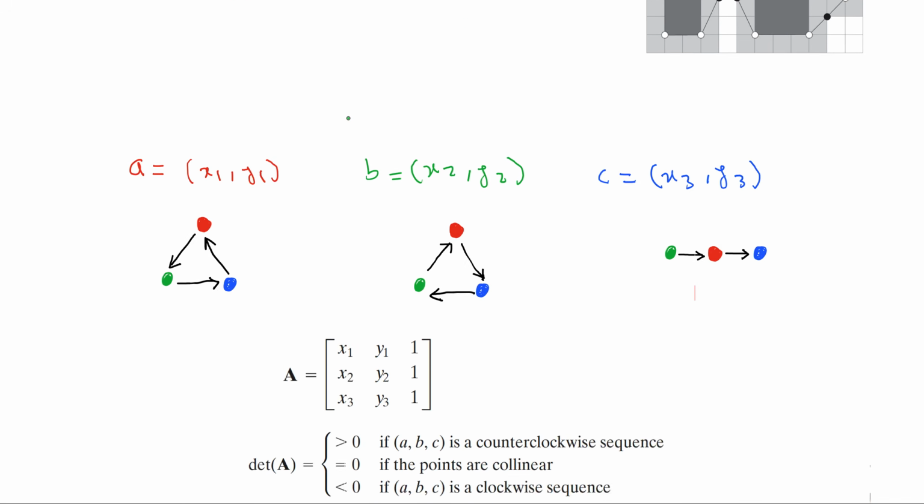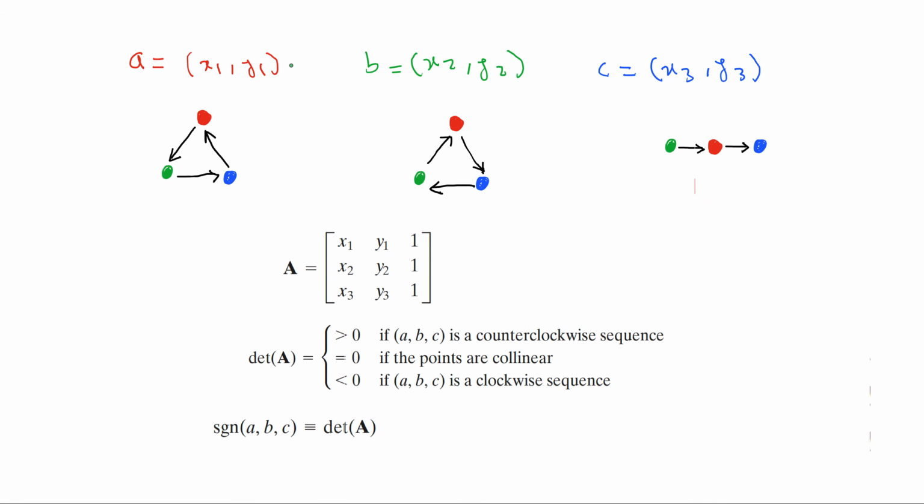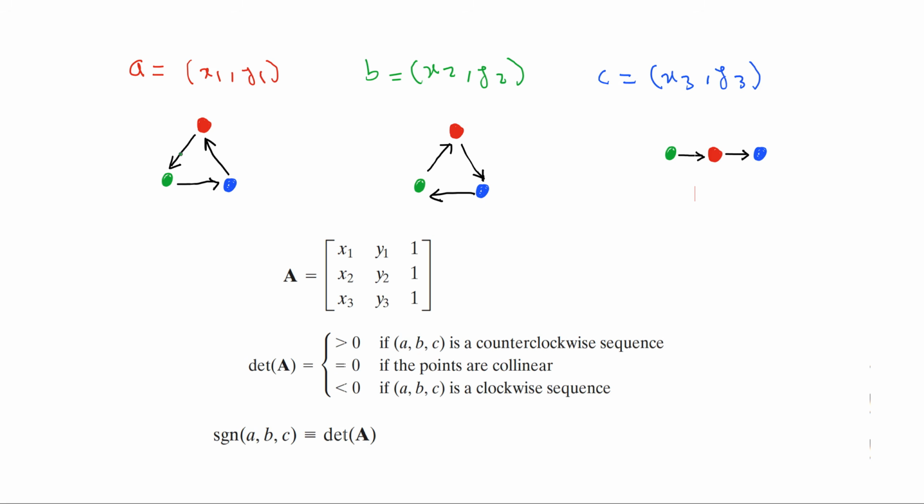Here I have listed three points with coordinates x1, y1, x2, y2 and x3, y3, and the points are A, B and C. Using the determinant of a matrix, we can determine whether these points form a counterclockwise sequence or a clockwise sequence, or if the points are on the same line. To do that, we form a matrix A using the coordinates of the points A, B, C. The first row is x1, y1, 1, then the second is x2, y2, 1 and x3, y3, 1.